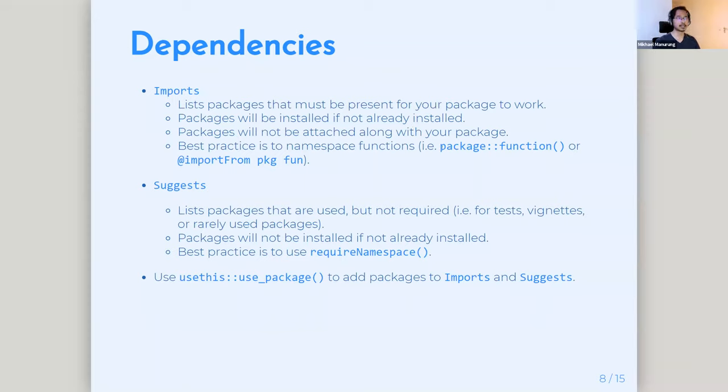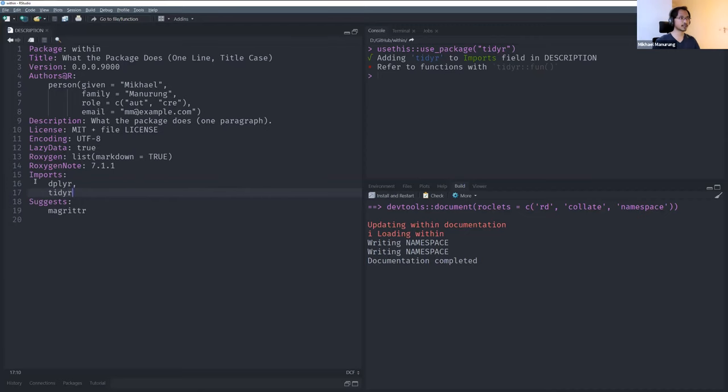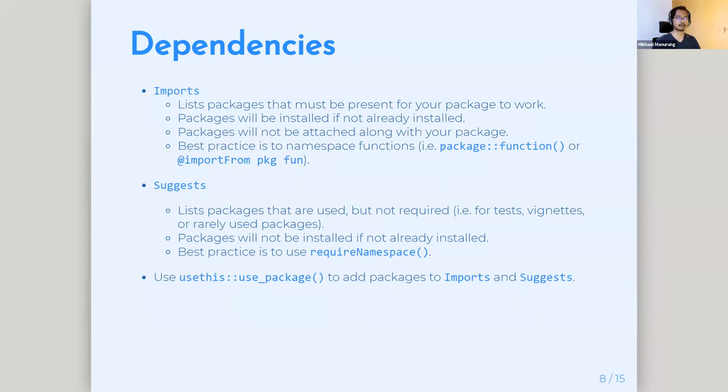Okay, and for the imports, after you put it here, then if you want to use the function in your package, you can use this double colon. But if I'm not mistaken, this comes at a performance cost. I think it's a few microseconds of extra time that is needed to access this function. So if you are only using it once or twice, then maybe you can use it. But if you're using it all the time, then you can use this instead, importFrom, a package and a function. So for example, importFrom dplyr pivot_longer. I think that's one example.